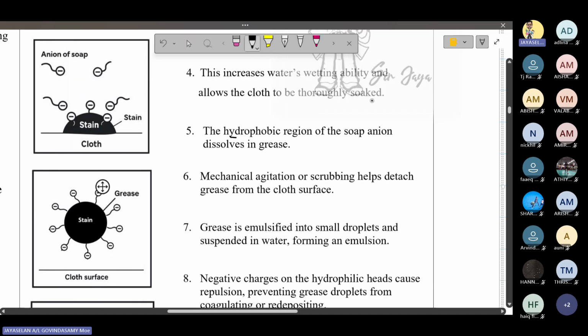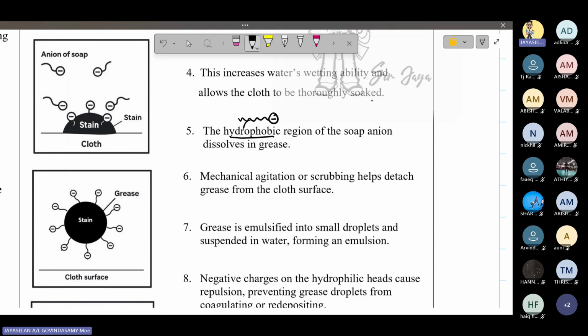The hydrophobic region. Sir, I don't know what is hydrophobic. This is the tail, the hydrophobic region. And the head is known as the hydrophilic region. Soap anion dissolves in the grease. So the tail will go down into the grease, the head up. Any question? No question? So what will happen? The head will push upward, because the head doesn't like the grease. The tail doesn't like water, so it will go down.